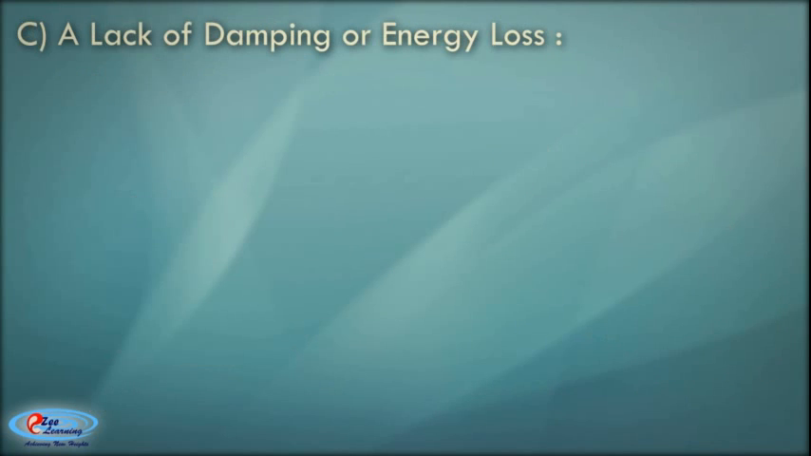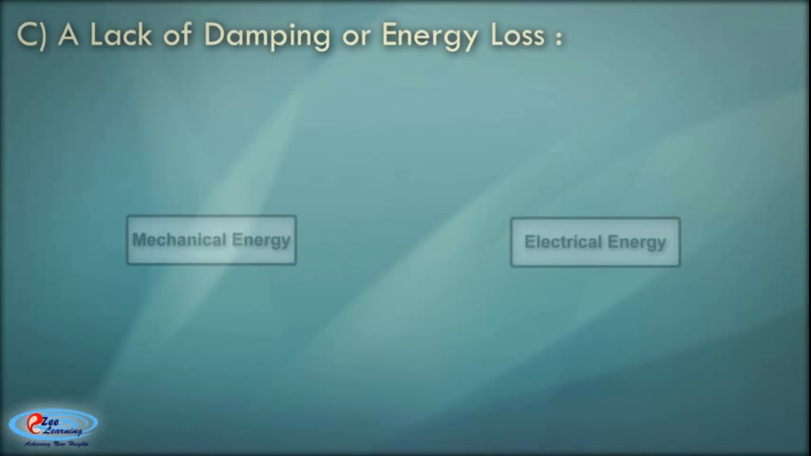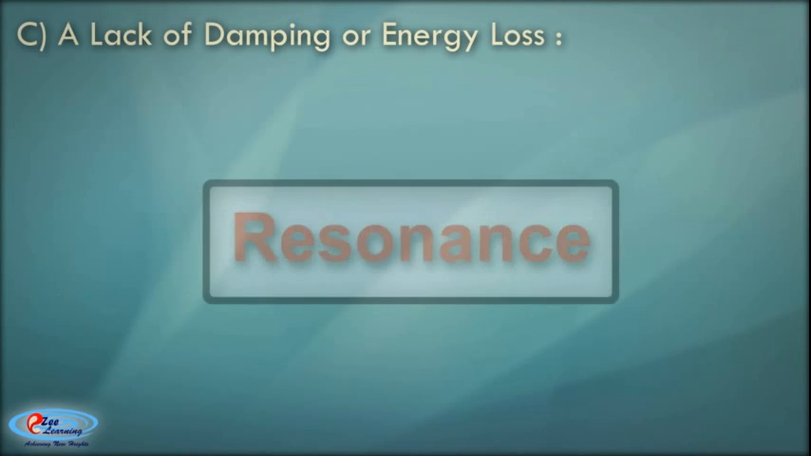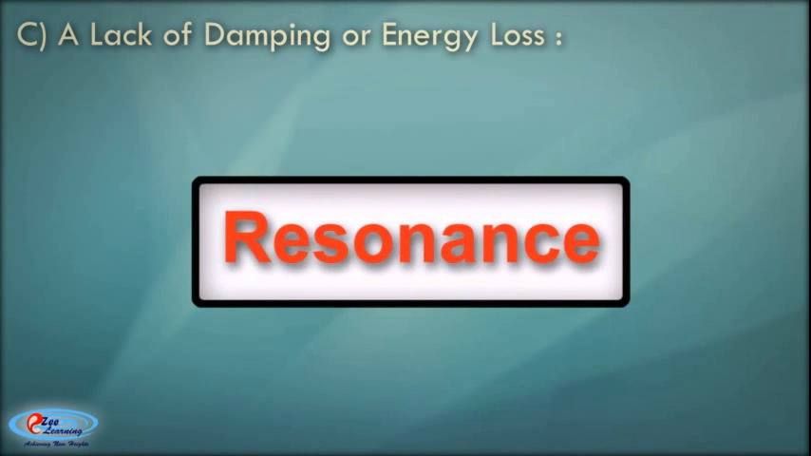Third condition, a lack of damping or energy loss. For an object to resonate, mechanical or electrical energy has to build up in the object. Anything which removes these forms of energy tends to interfere with resonance. Damping is a means of removing electrical or mechanical energy by converting it to heat.